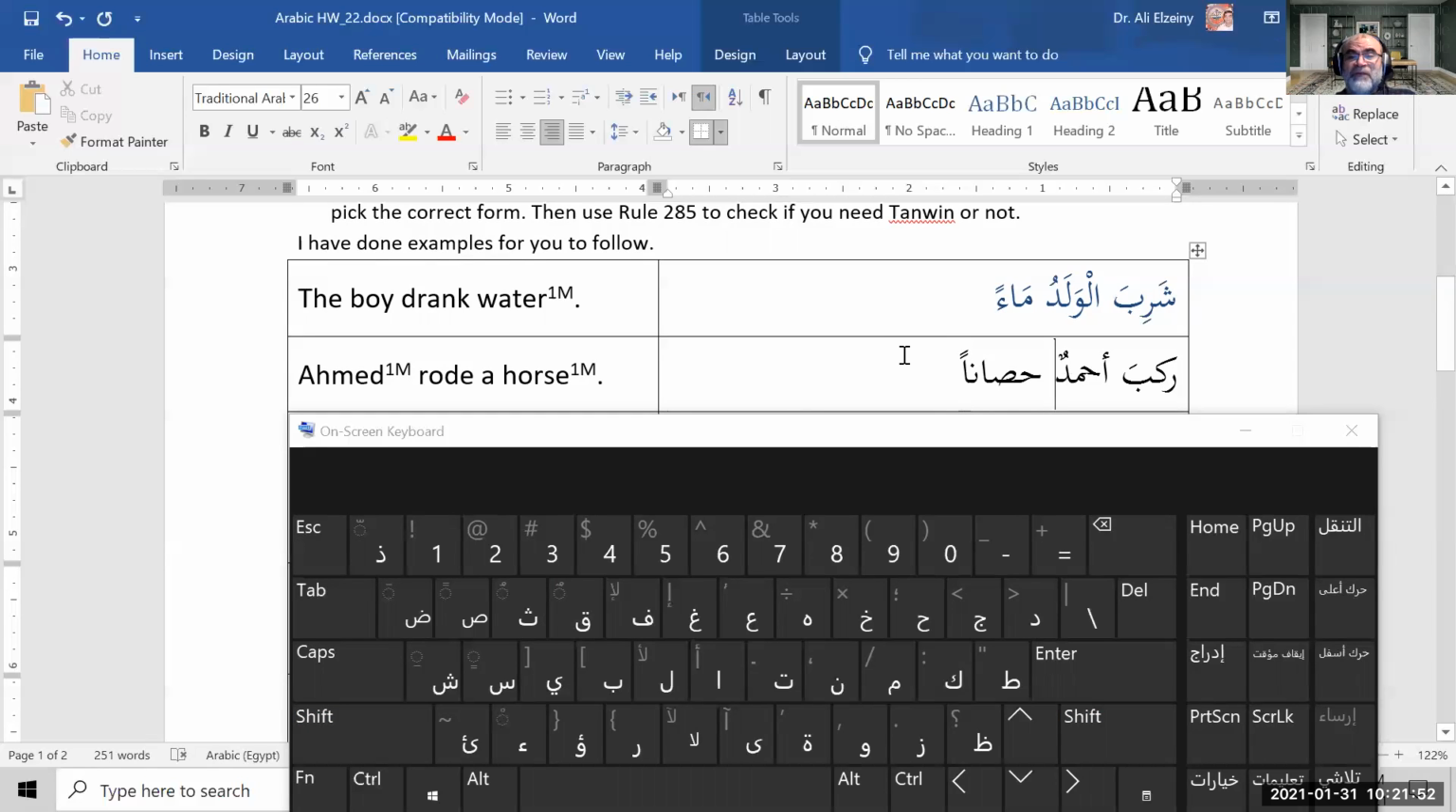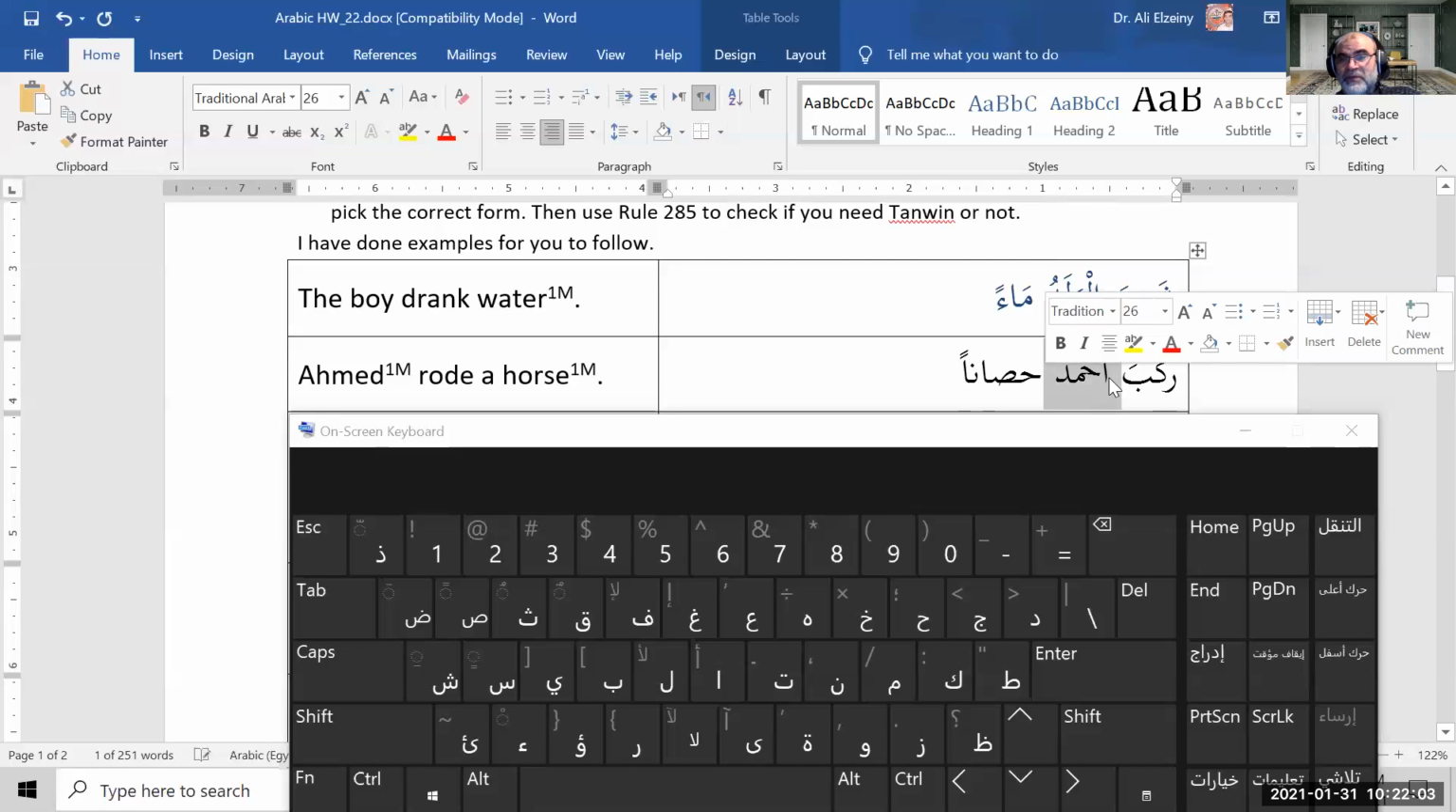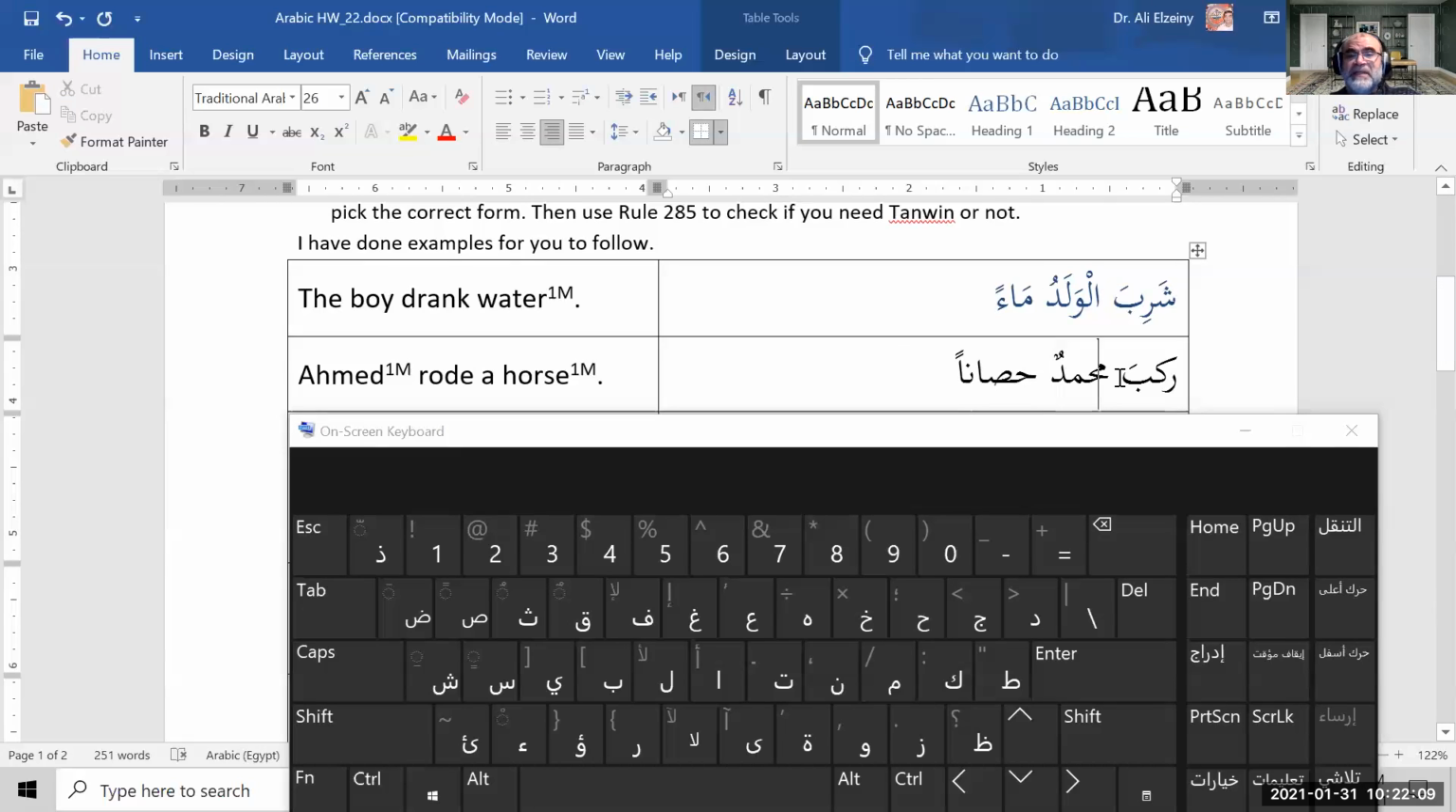Why? Because sarf is forbidden for the word Ahmad. Why? So if I say Muhammad instead of Ahmad, then it will be correct, because sarf is not forbidden for Muhammad. But that's not Muhammad, that was Ahmad. So sarf is forbidden for Ahmad. That's why we say Ahmadu.